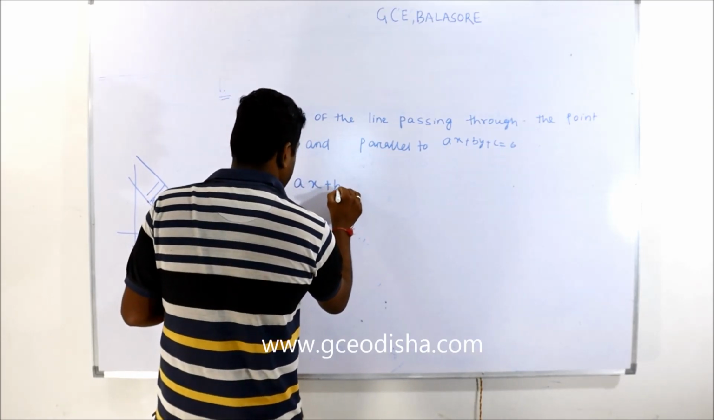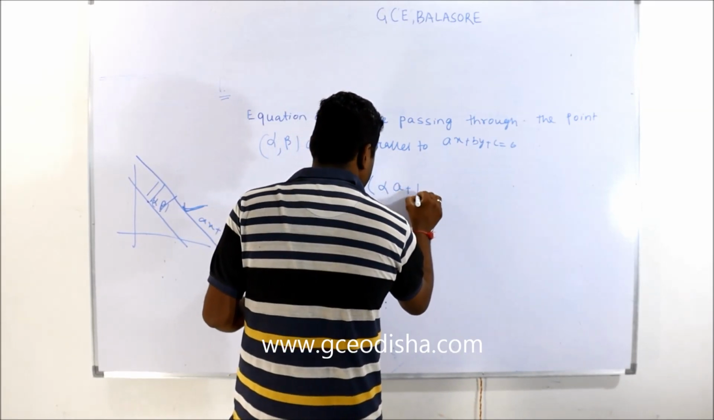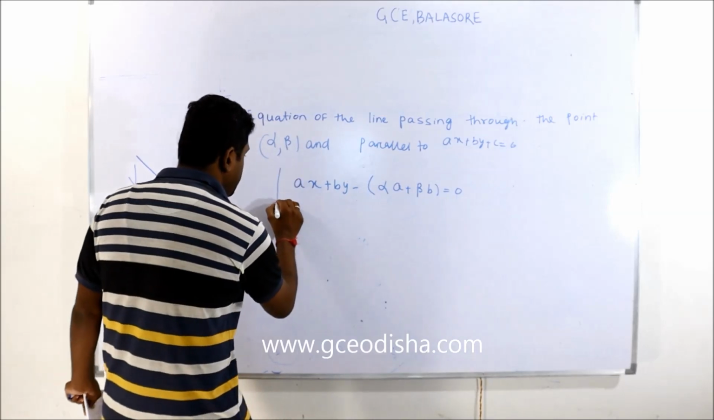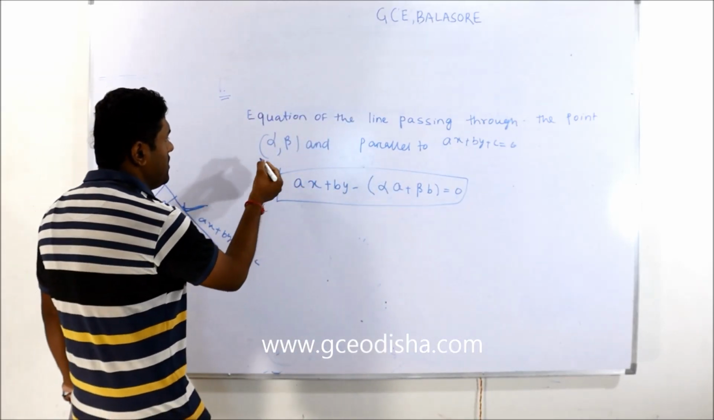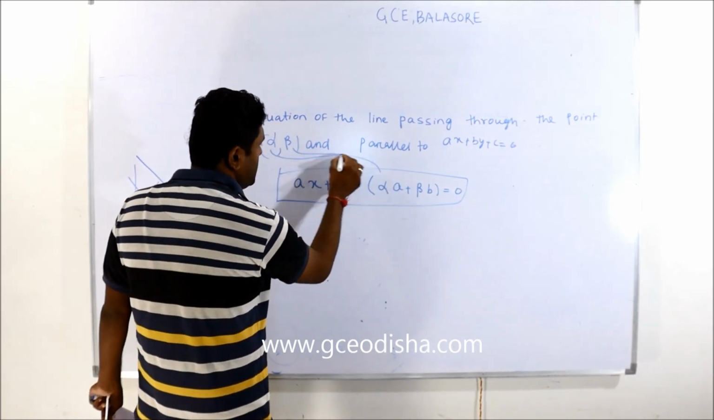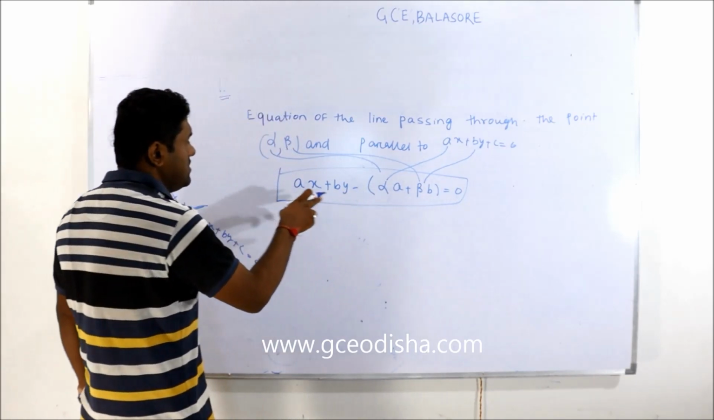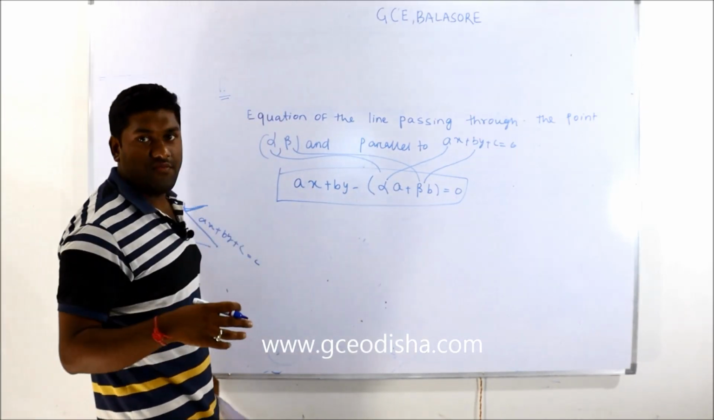This is the formula: Ax plus By minus alpha A plus beta B is equal to 0. This is the easiest way: just see the question, take the values of alpha, beta, A and B from here, and we can find the equation of the line. Okay.